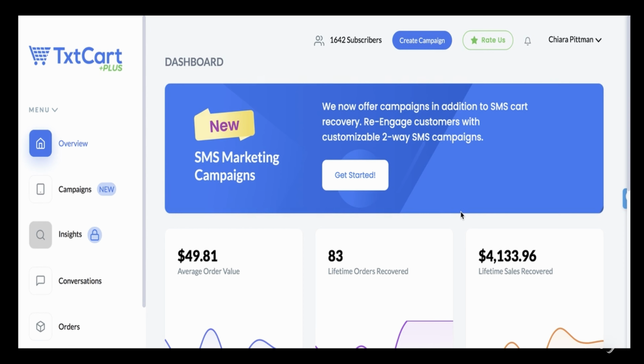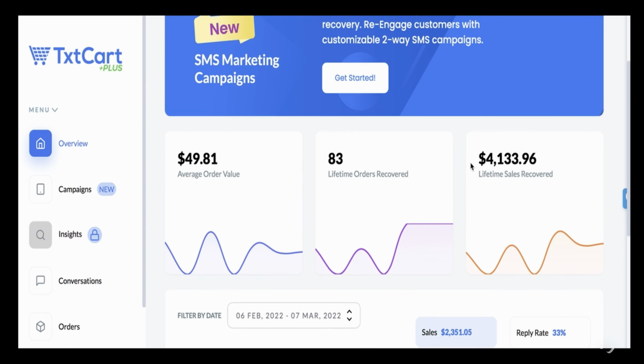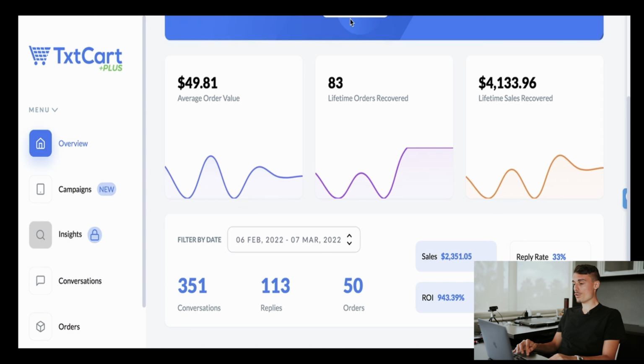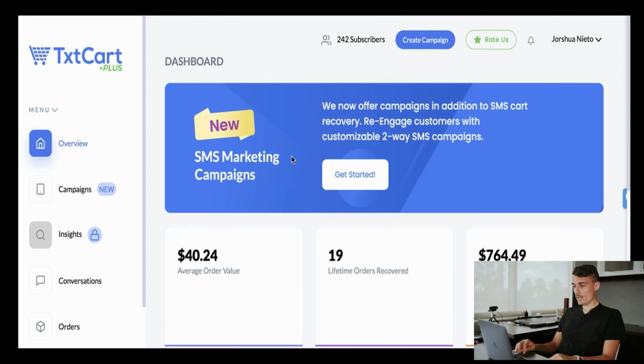Here is another client who we recently added this for. Lifetime has added about $4,100 just to the store alone at a 45% recovery rate. Okay, 45% recovery rate, and in the last 30 days, $2,300 alone in recovered sales.